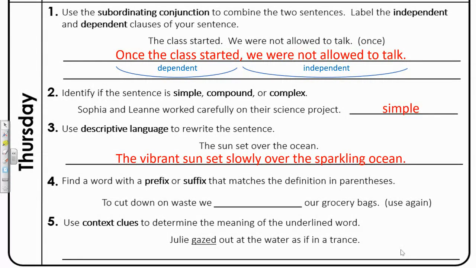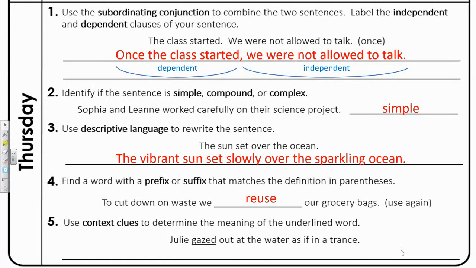There is a prefix that means again. We talked about it this year. Like if you read something again, you reread it. So if you use something again, you reuse it. Okay, nice work. Number 5, use context clues.